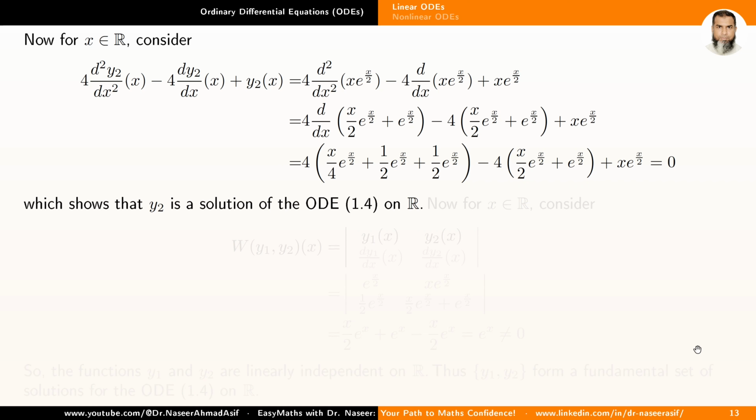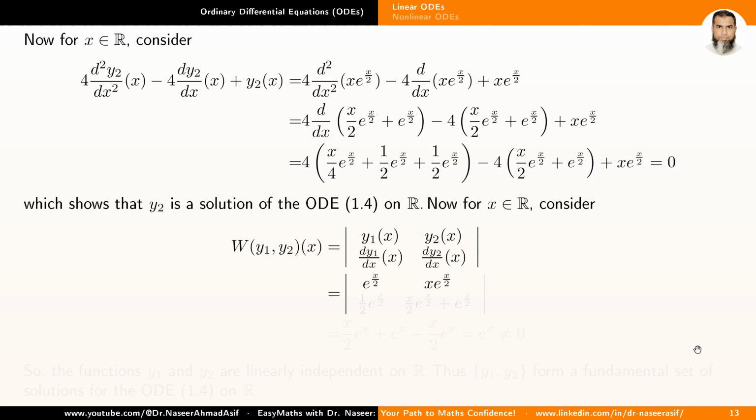This shows that y2 is a solution of the ODE 1 by 4 on R. Now for x belonging to R, consider the Wronskian of y1, y2, which is equal to the determinant with rows y1, y2 and first derivative of y1, first derivative of y2, which is equal to the determinant with rows exponential x by 2, x exponential x by 2 and 1 by 2 exponential x by 2, x by 2 exponential x by 2 plus exponential x by 2.